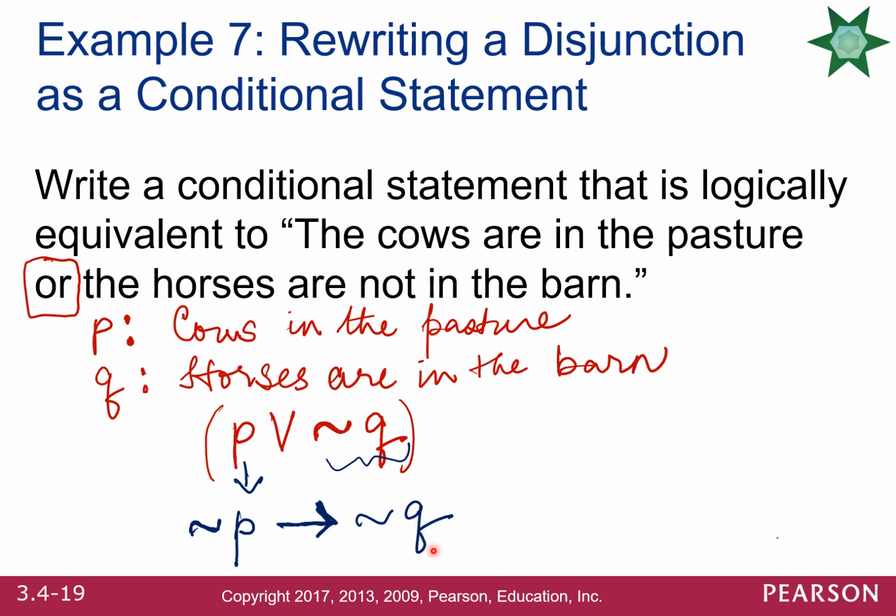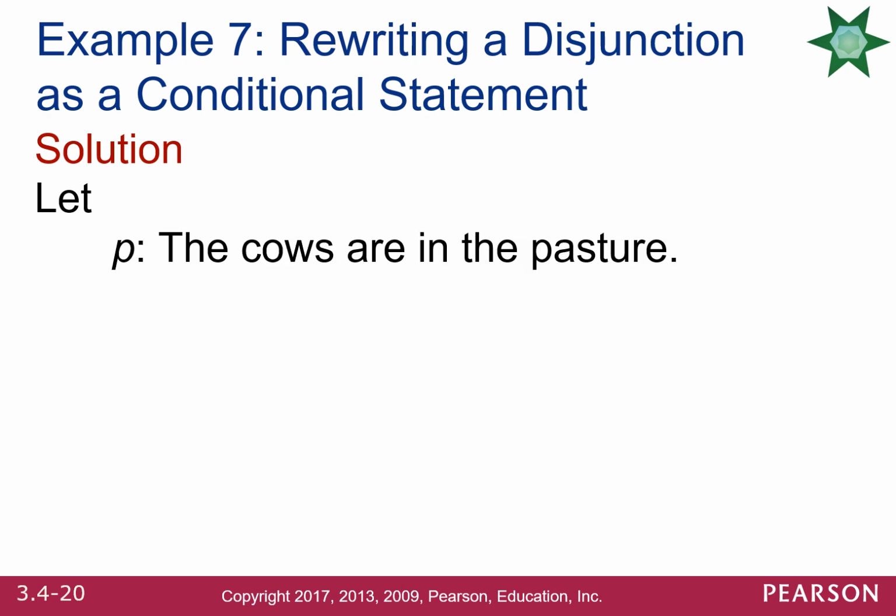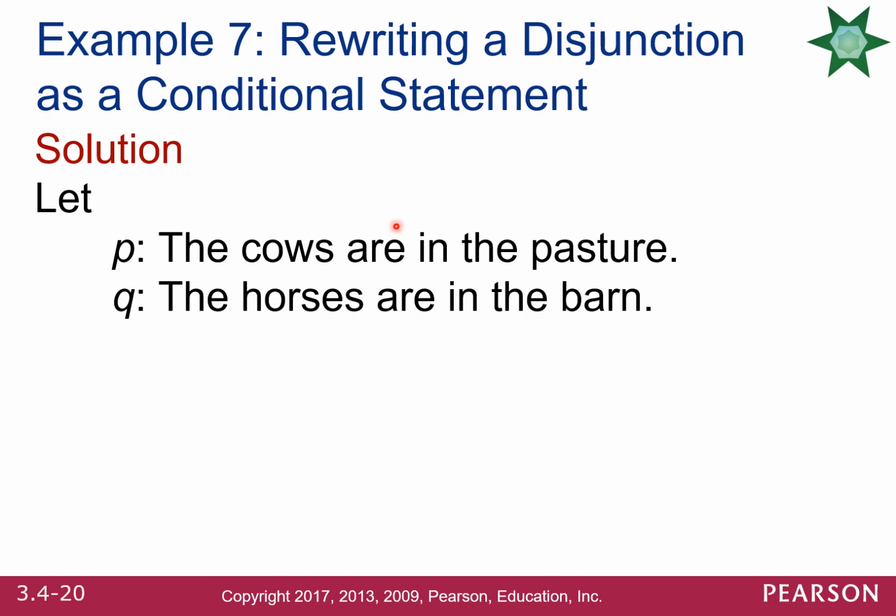All right, so let's go to the next slide and see if they have worked it out the same way as we have here. So we'll pull up the solution one by one. Remember, the first step was to take the compound statement and break it up into two simple, atomic statements. They have done the same here. They have represented P as the cows are in the pasture, and Q as the horses are in the barn. That's exactly how we had broken up the compound statement.